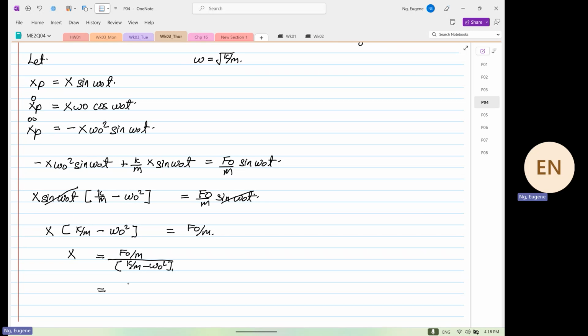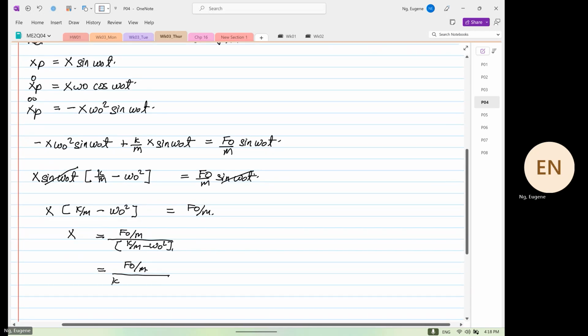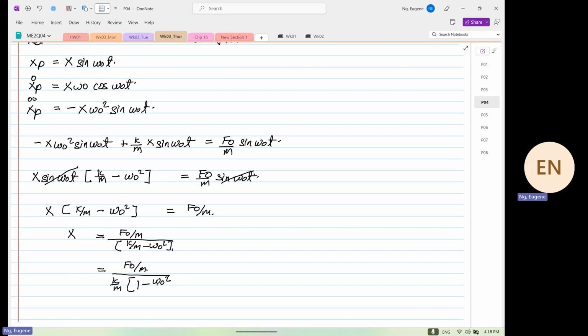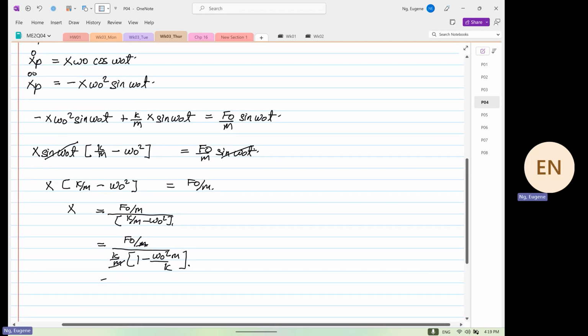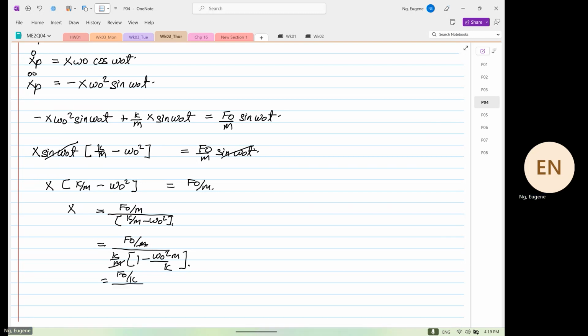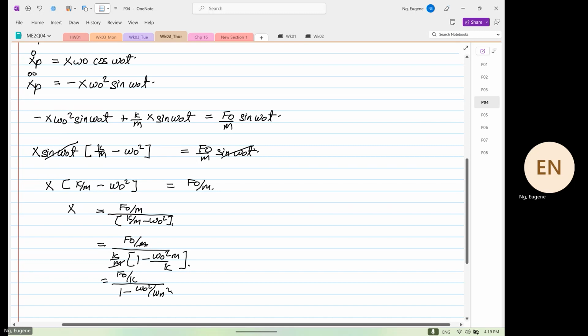So we are going to take out k over m. So 1 minus omega naught squared. When we take out k over m, we divide by what? m over k. So you can cancel this, you can cancel this. This is equal to f naught over k divided by 1 minus omega naught squared over omega n squared. So far, are we okay?